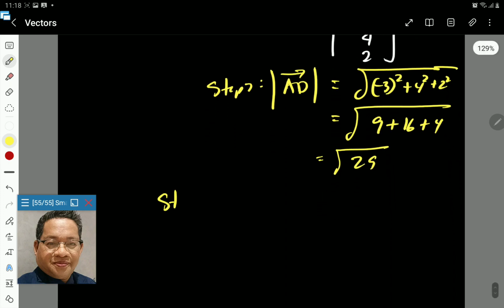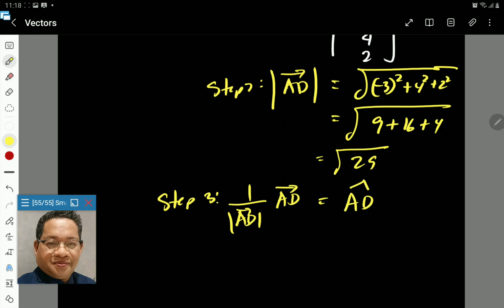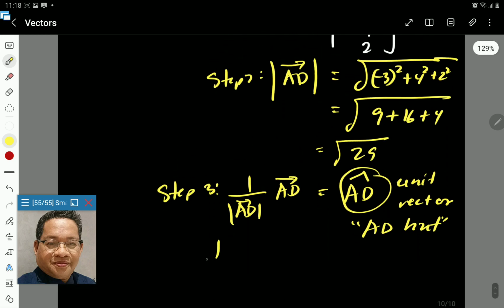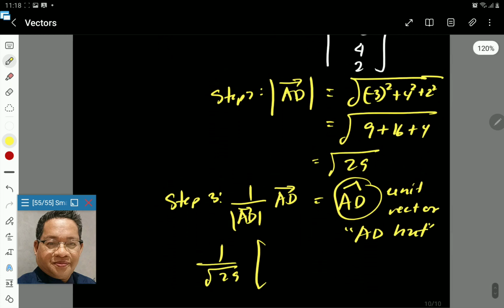And step 3, you write it as 1 over the length of AD times the vector AD itself. So this is your unit vector. Again, this is the symbol for unit vector. It's called AD hat, like that. Okay? So therefore, the final answer now is 1 over square root of 29, and then you copy this one, negative 3, 4, 2.